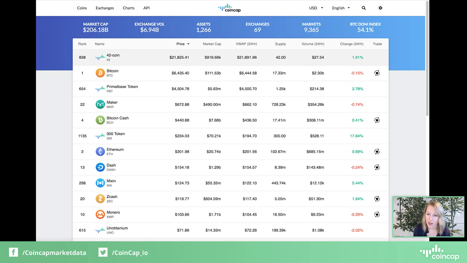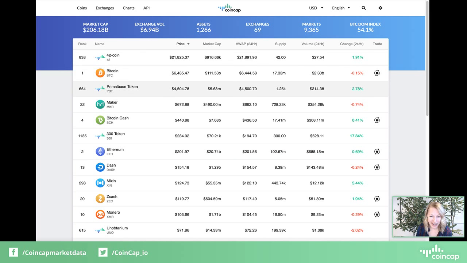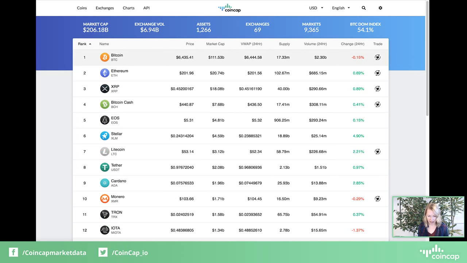You'll see the market cap there is $916,000. Bitcoin, you have a market cap of $111 billion. So that's why people talk about Bitcoin a lot more than 42 coin. And you'll see some different relationships between price and market cap all through this list. But let's go back to rank, see things in order of rank here.